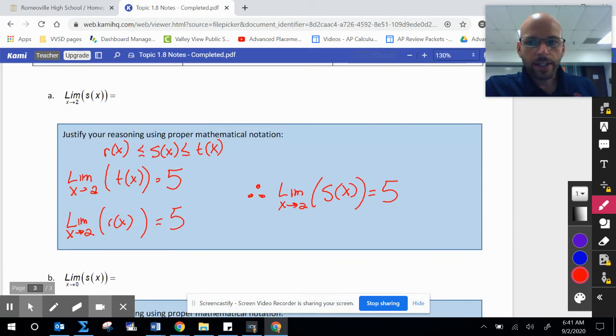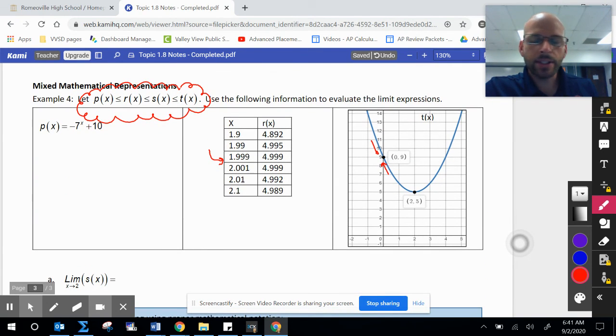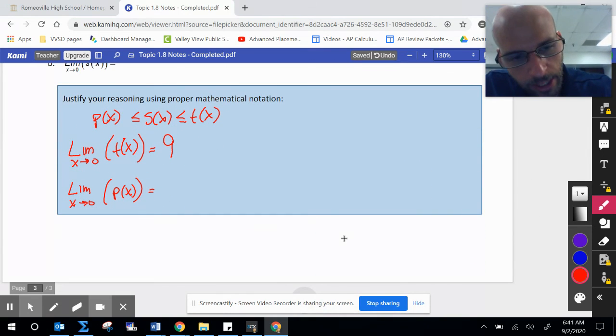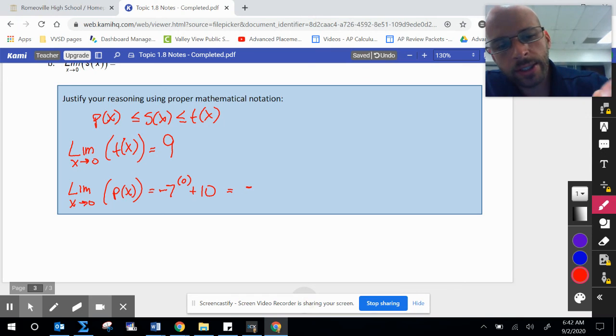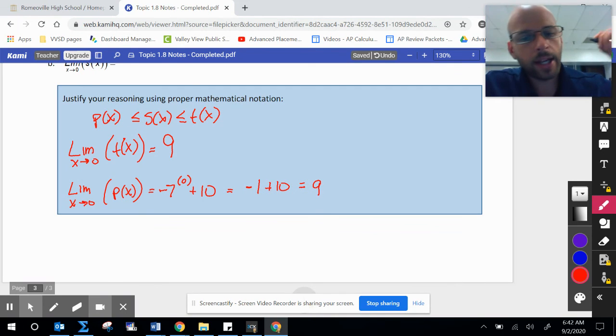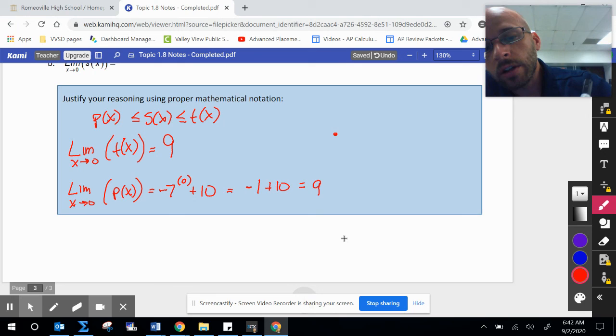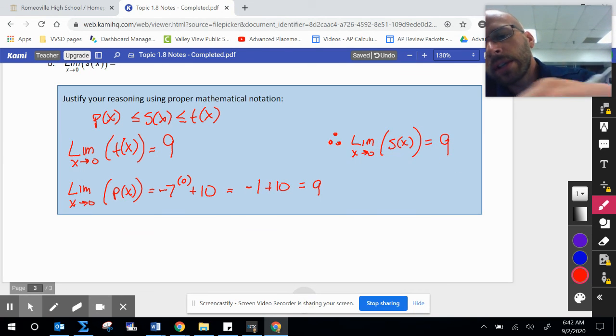Okay, so if I look at this function, it's negative 7 to the x plus 10. I'm going to do a direct substitution: negative 7 to the 0 plus 10. Now, anything to the 0 power is going to be 1. The negative is not raised to the 0, it's just the 7. So I get negative 1 plus 10, which is equal to 9, which is perfect. That's what I want. So now I can draw the conclusion that the limit as x approaches 0 of s of x will also be 9.